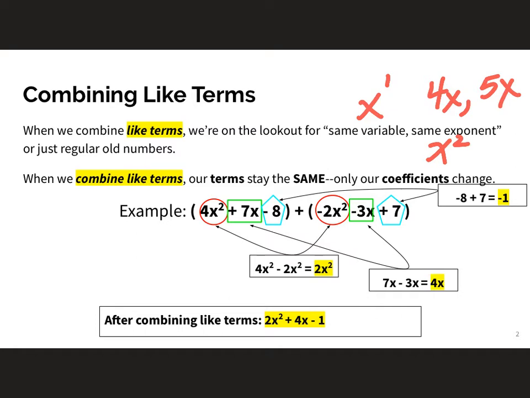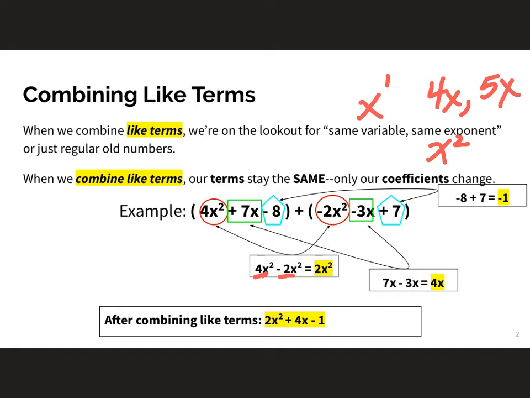So I have 4x squared plus 7x minus 8 plus negative 2x squared minus 3x plus 7, right? So when I look over here, I first see that one of my first like terms is 4x squared and negative 2x squared, right? So I can actually combine those like terms by doing 4x squared plus negative 2x squared, which is the same as 4x squared minus 2x squared. And I know that 4x squared minus 2x squared, I'm just changing the coefficient, so it's just going to change to 2. And I'm going to keep that term x squared, right?